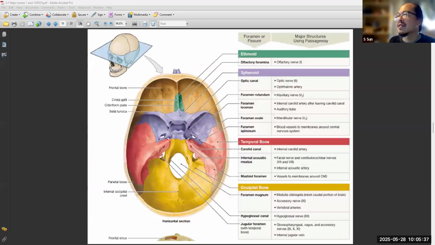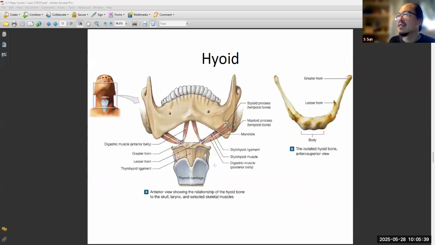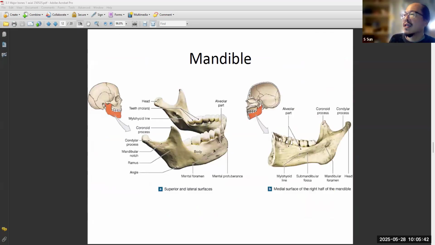Right, so that's the condylar process, an important feature. We are also going to look at those in the lab. This one is called the ramus. This one is the angle of the mandible. We have the mental foramen in the front, and the teeth. Here is a line called the mylohyoid line. The hyoid is another bone, and the mylohyoid is the muscle attached to this line.